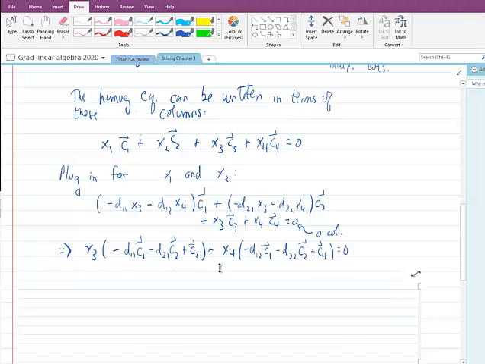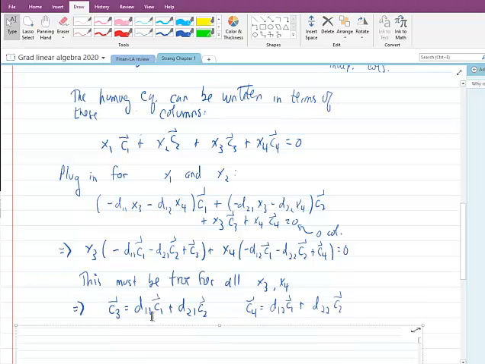Now, this relation has to be true for all X3 and for all X4. Doesn't matter about X3, doesn't matter about X4. So what does that mean? That means that these coefficients have to be 0. And this gives us the relationship between the columns that we want. See here? We get C3 is this linear combination of C1 and C2, and C4 is this linear combination of C1 and C2.